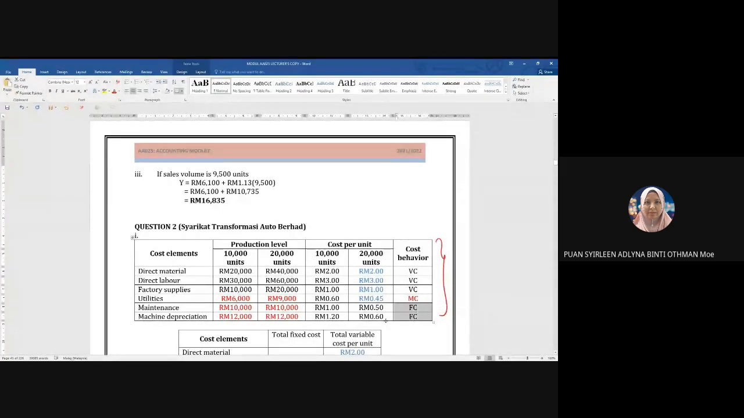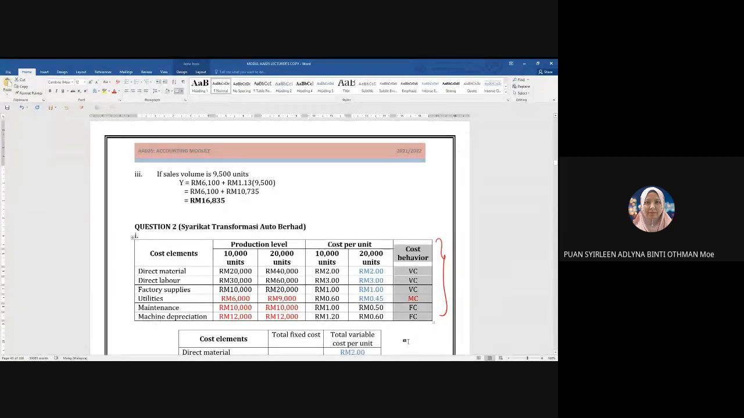Okay, so now we know which is which. We can classify according to the cost behavior. So we have 3 variable costs, 1 mixed cost and 2 fixed costs. Okay, so this is for Roman 1. You need to complete all the items in the table and then it asks you to determine the cost behavior. So this answers the Roman 1 question.